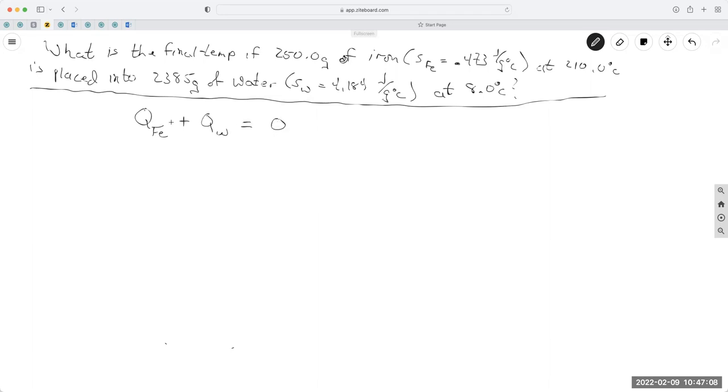Now, a lot of people say heat loss equals heat gain. It's true, but it's not. Numerically, yes, but sign, no. One of them will be negative. Instead of doing that, just remember the sum of them has to be zero. So I'm just going to walk through this.